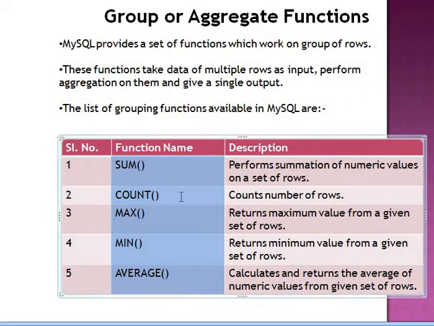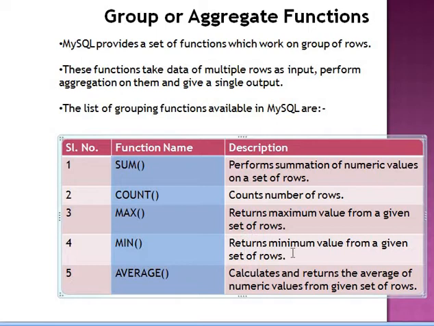Now these are the grouping functions available in MySQL. The first one is the grouping function named sum. Its purpose is to find the sum of numeric values on a set of rows. The second one is the grouping function named count. Its purpose is to count the number of rows. The third one is the grouping function named max. Its purpose is to return the maximum value, or you can say the largest value, from a given set of rows.